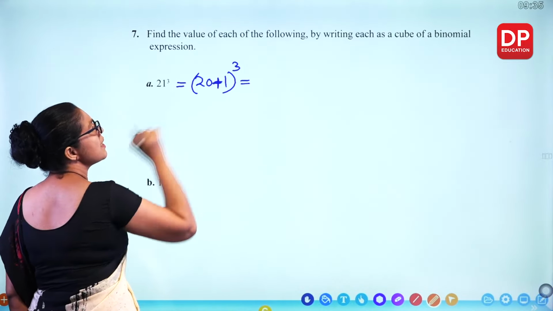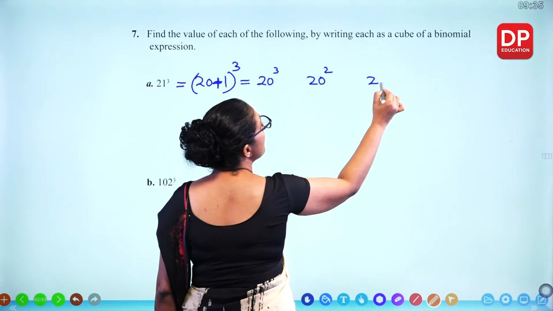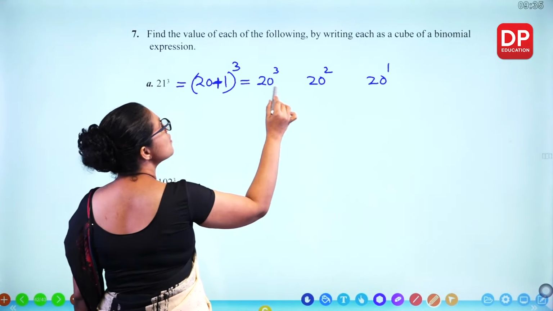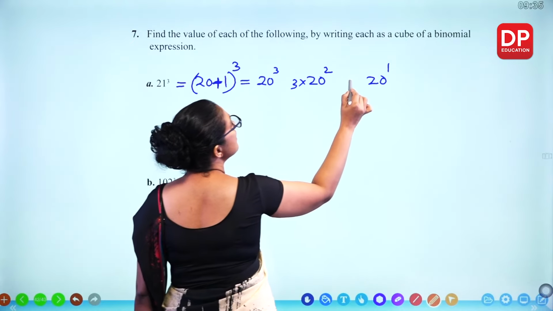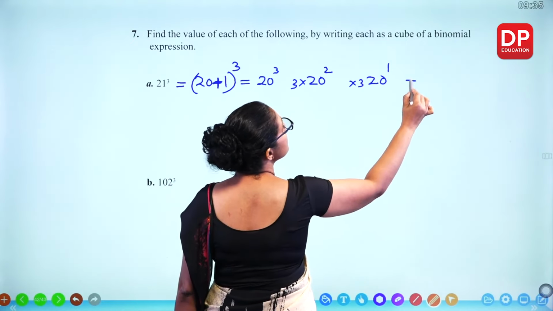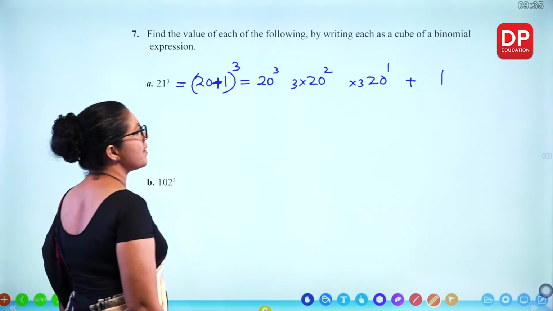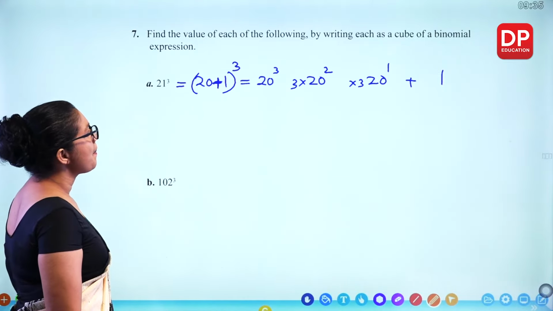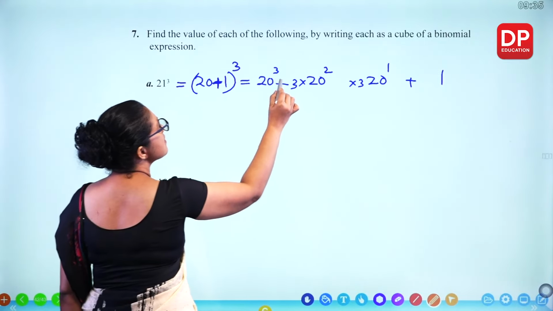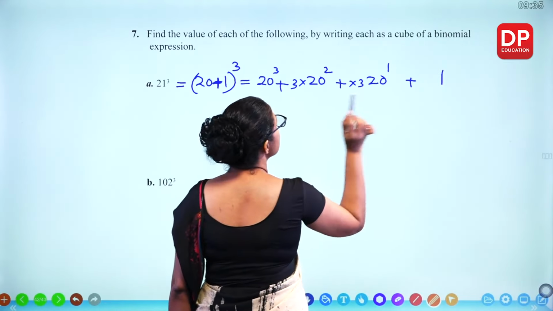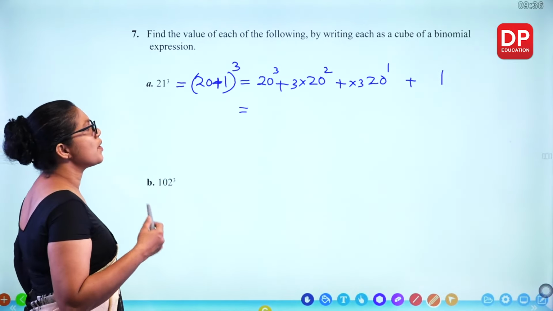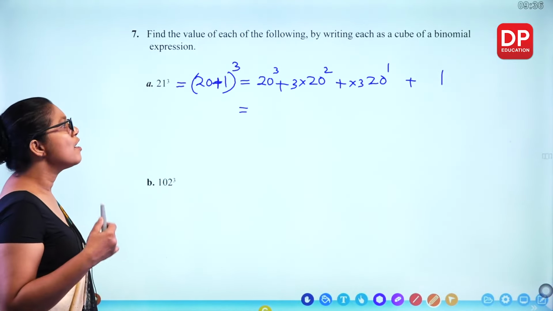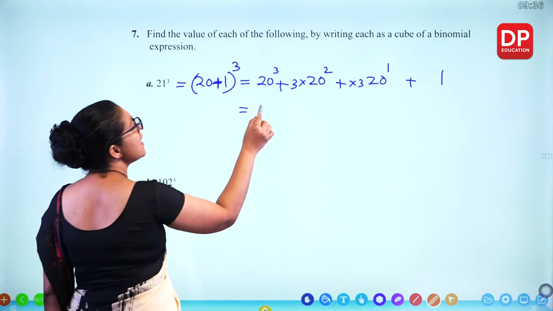So what's the expansion? First term power 3, power 2, power 1. And the second term is 1. You don't need to write. And then you get 3 here, 3 here. Last term you are getting 1. And then this is plus. So all pluses. 20 to the power 3. 20 times 20 times 20. 20 times 20, 400. 400 times 20, 8,000.